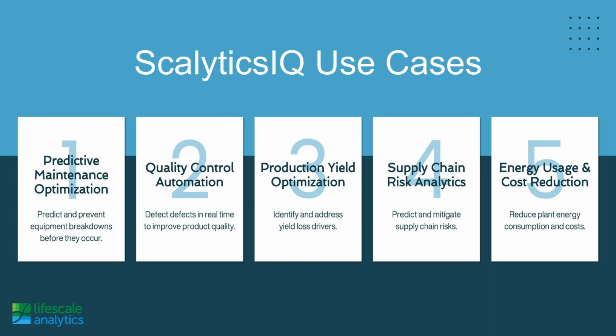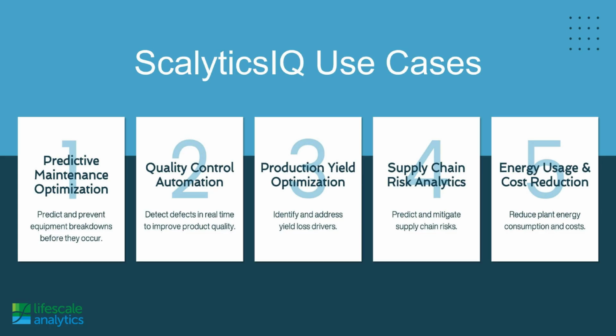The third use case is production yield optimization. Yield optimization uses operational analytics to identify bottlenecks, inefficiencies, and process variation. The goal is to improve throughput and reduce waste. The fourth use case is supply chain risk analytics. Supply chain analytics helps manufacturers improve visibility across suppliers, logistics, inventory, and operational dependencies. This supports better planning and faster response to disruption.